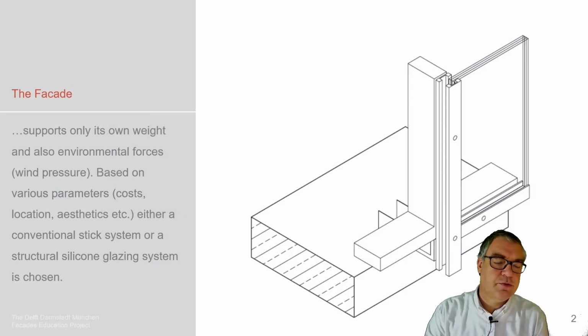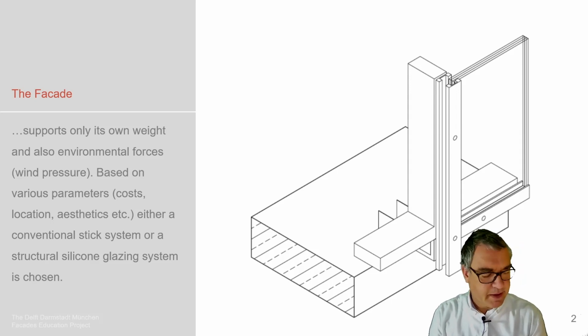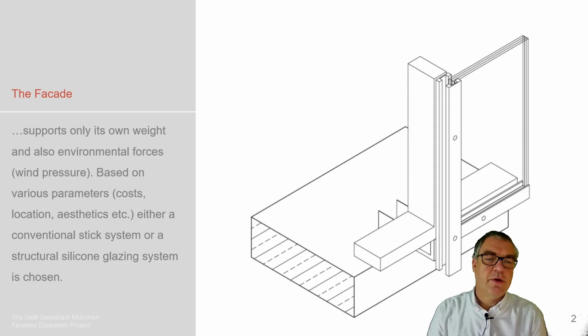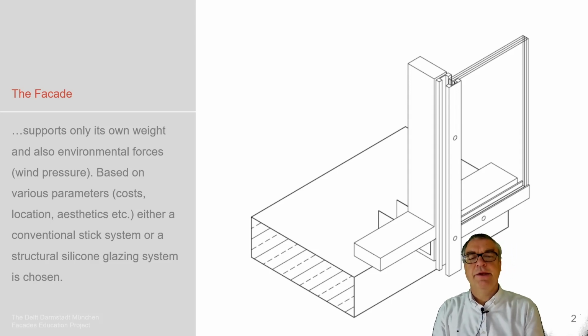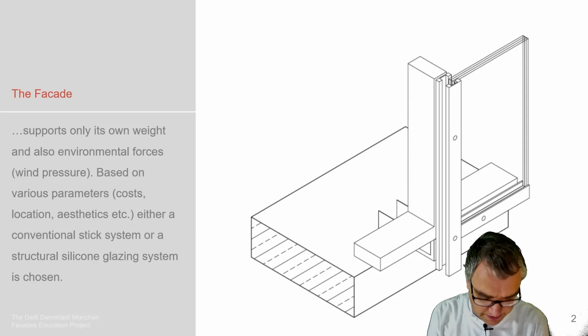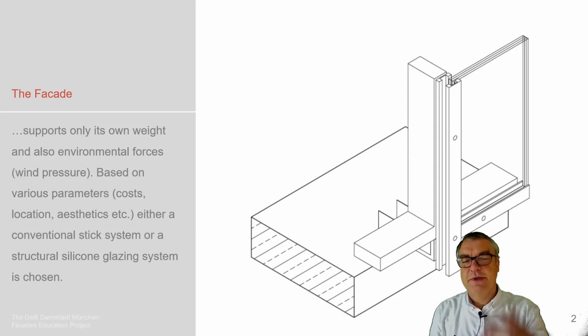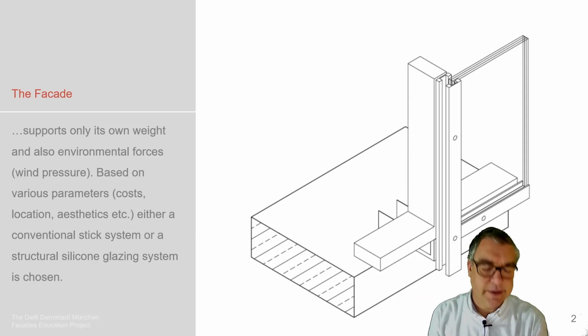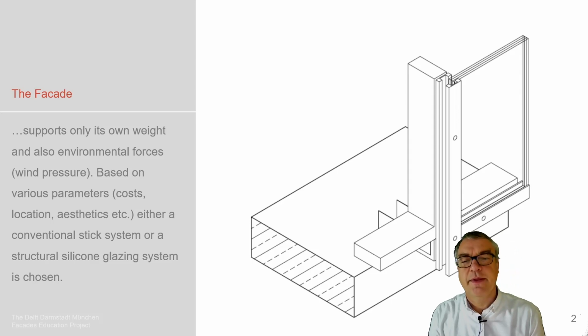Facades are in general made to envelop an inner environment versus an outer environment. And as we learned already, it's supposed to not take any structural loads from the building, only the dead weight, and payloads are to be taken and then transported via brackets into the main system.